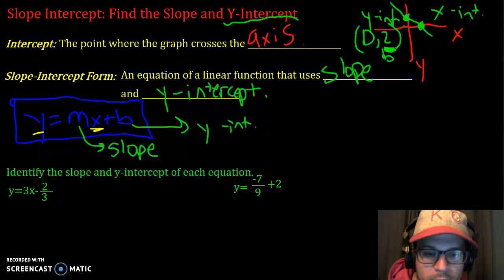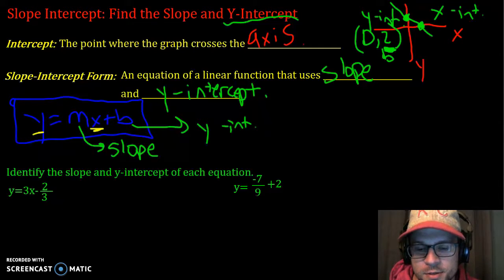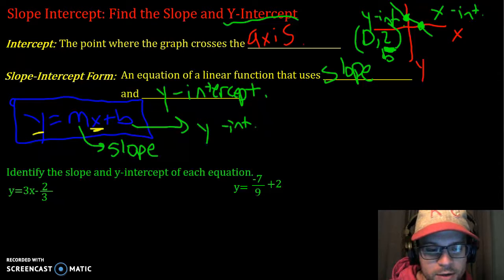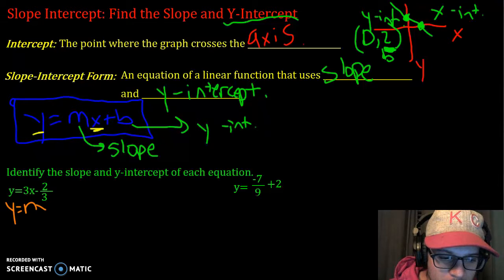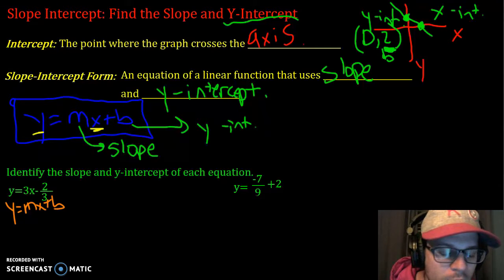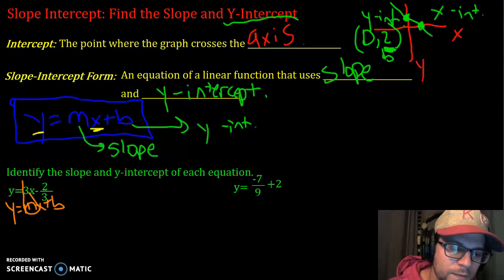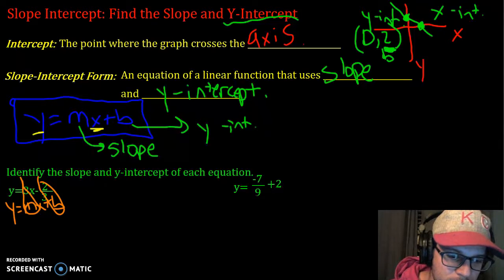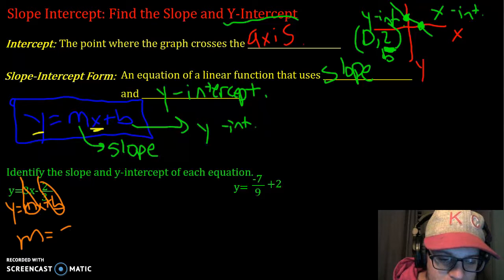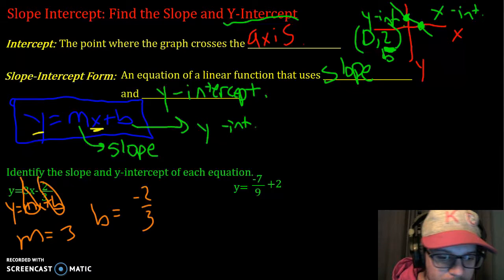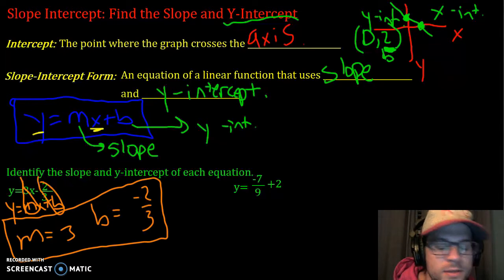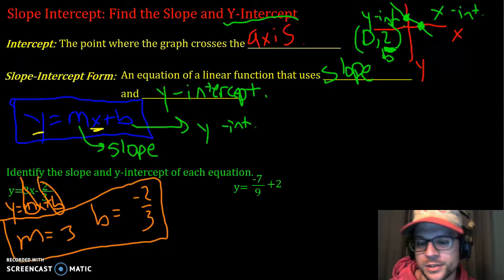But right now what we're going to focus on is just looking at equations in y equals mx plus b form and determining this part of the equation is the slope and this part of the equation is the y-intercept. So y equals 3x minus 2/3, right underneath y equals mx plus b. Now it could be positive, could be negative. All you have to do is take exactly what you see to represent each of those pieces. So your m, which is the slope, is 3, and your y-intercept, which is the b, is negative 2/3. Those are the two parts that you need in order to write an equation in slope-intercept form.